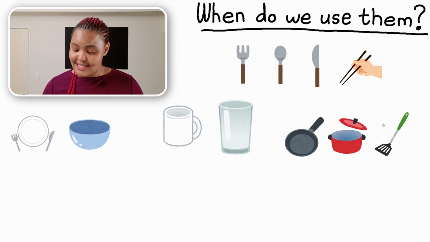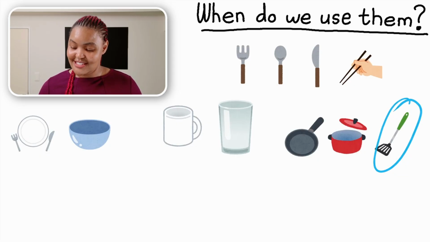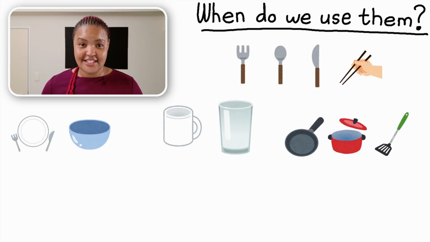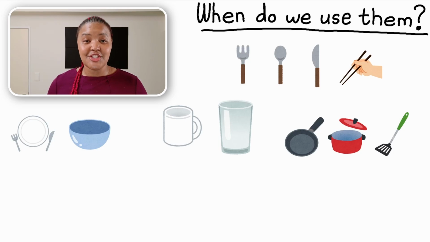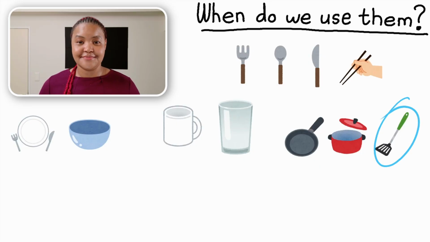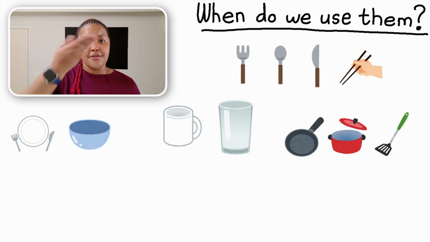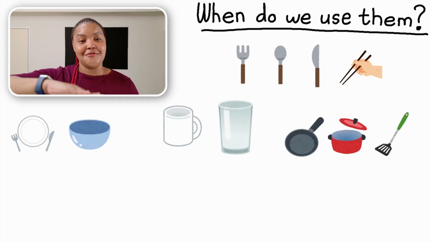What is this? This is a spatula. A spatula. When do we use a spatula? For flipping food.